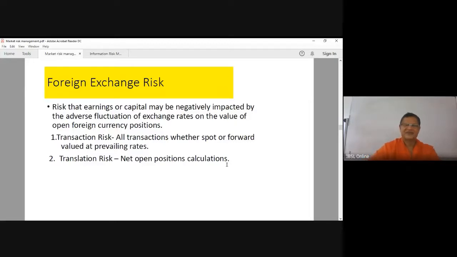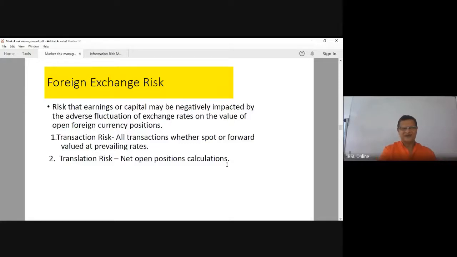Now, you know foreign exchange, we do transactions. Some transactions we call spot trades, other ones are forward trades. When you buy and sell, if you always buy at a lower rate and sell at a higher rate, you always make profit. So buying and selling is the transaction risk.